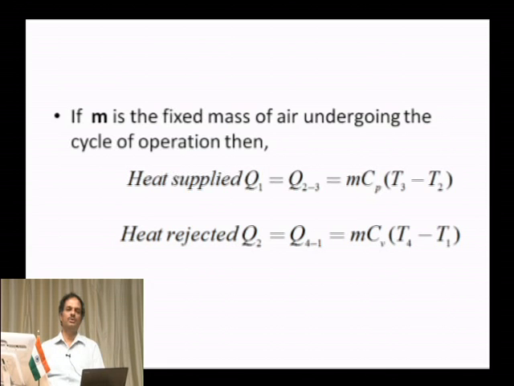Similarly, heat rejected Q2 is equal to Q41, that is during 4-1 process the heat is rejected at constant volume, therefore mCv (T4 minus T1). So Cv means the specific heat at constant volume, because heat is rejected at constant volume, it is mCv (T4 minus T1), and heat supplied is Q1, that is mCp (T3 minus T2), because it is constant pressure process.